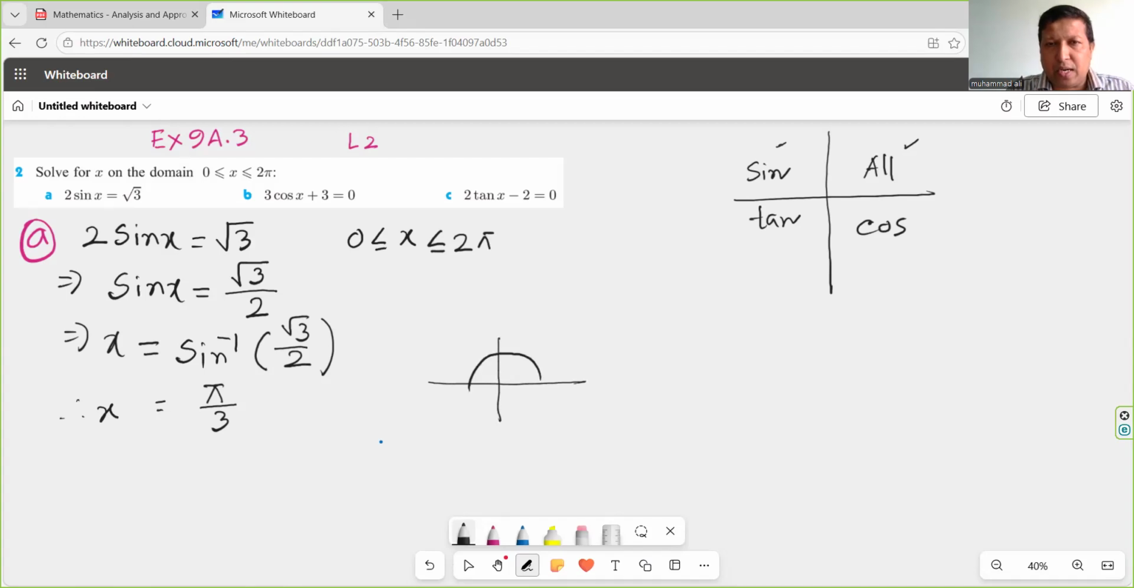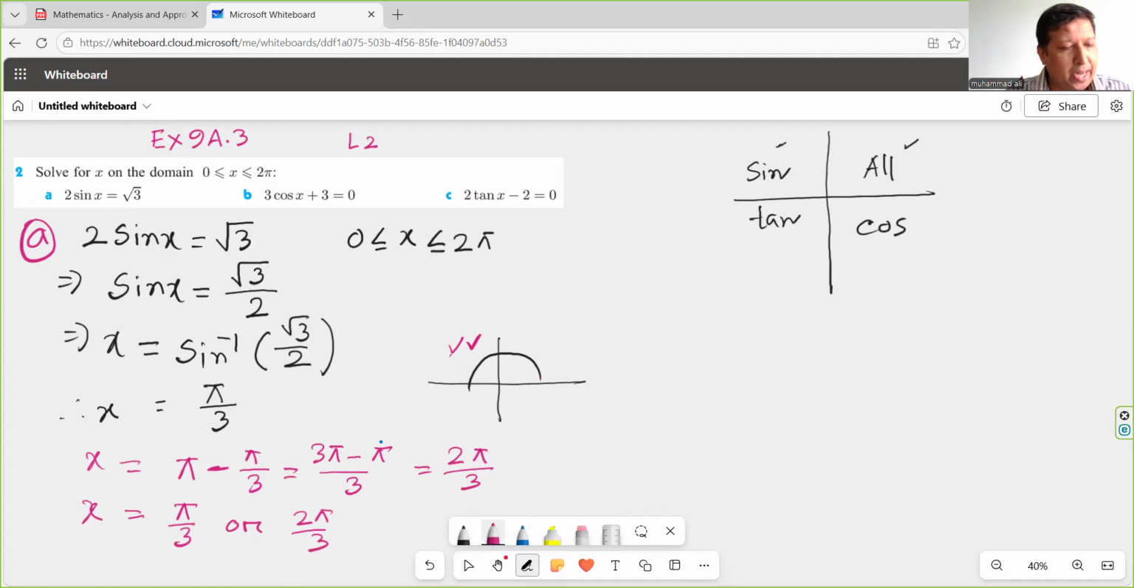From here to here, this is pi. So if we subtract pi by 3 from pi, then we'll get the value in the second quadrant. Then it will be pi minus pi by 3. So it will be 2 pi by 3, which comes in the second quadrant. So final answer, x equals pi by 3 or 2 pi by 3. Question number A completed. Now question number B.